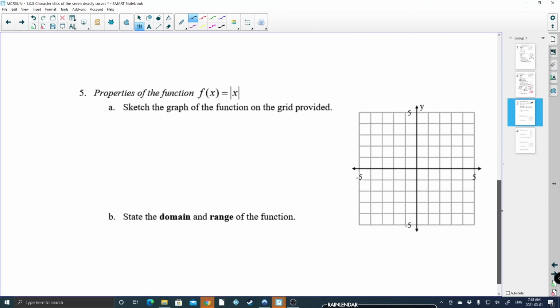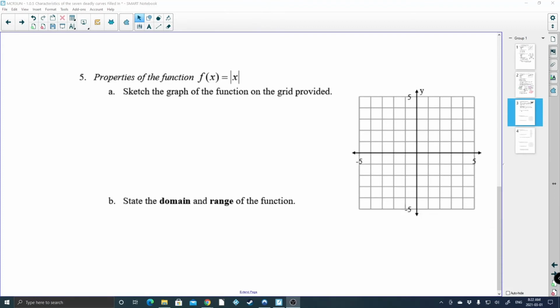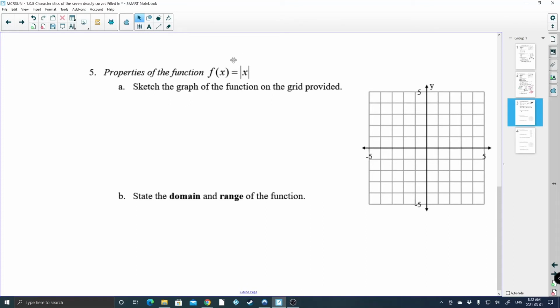Okay, let's take a look at this one. By the way, there are 7 of these curves that we're going to take a look at today, and you are going to be asked to memorize all of them. So this is the absolute value function. These straight lines here represent what we call the absolute value.